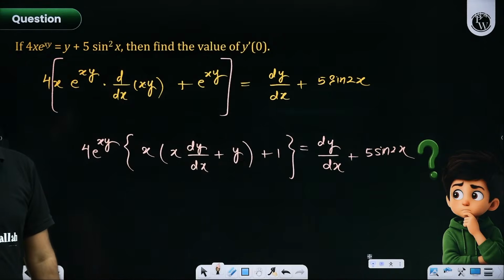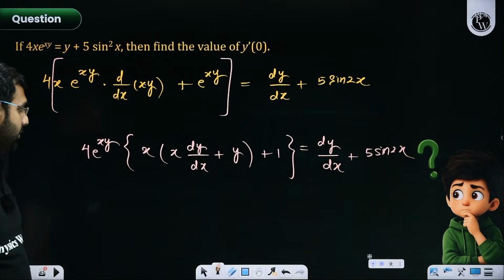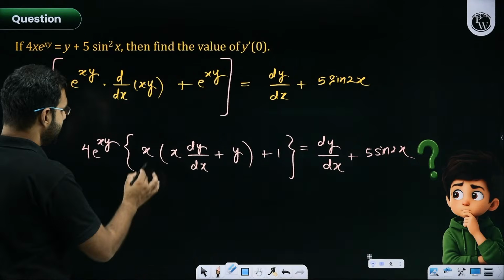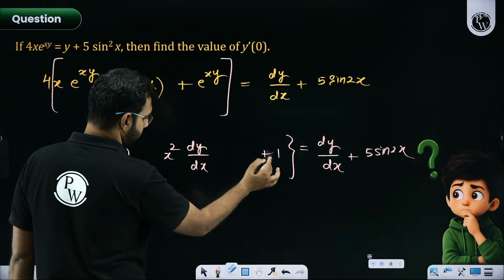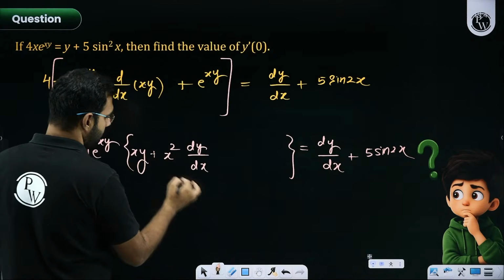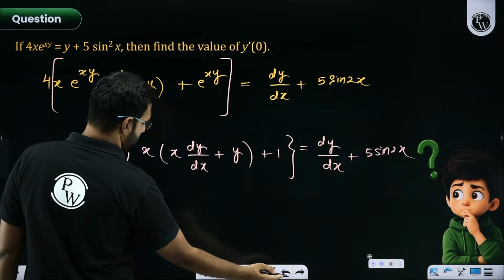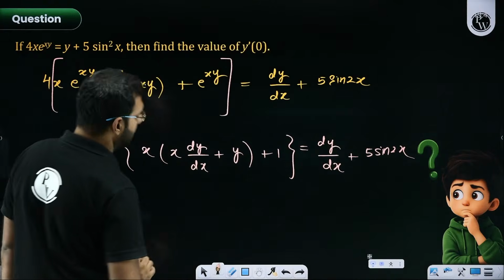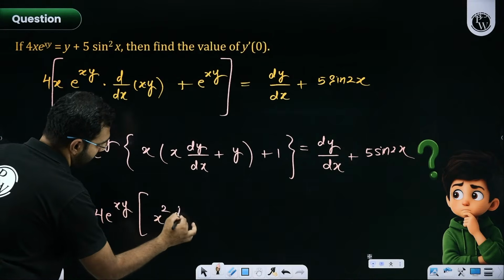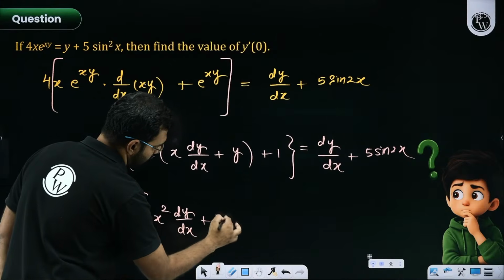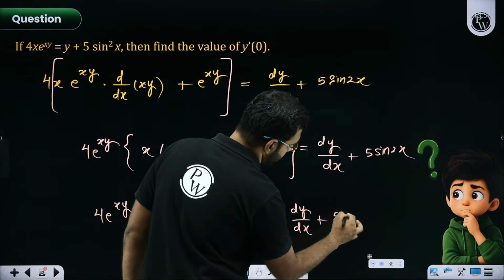Comfortably getting it, everyone? Any queries, please ask. Now it's a matter of simplification. If I multiply this x inside, this will become x square and this will become xy. What was there? There was plus 1 as well, right? This was the original expression. So this is x square dy by dx plus xy plus 1. So 4 e to the power xy times this x multiplies: x square dy by dx plus xy plus 1 is equal to dy by dx plus 5 sine 2x.